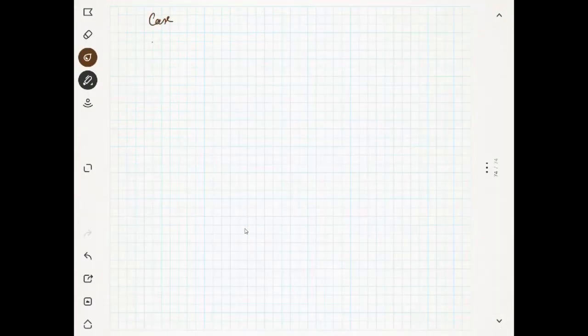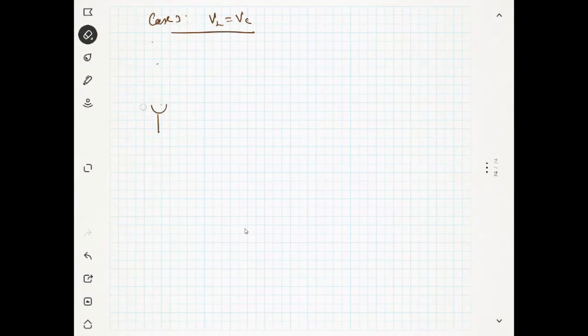Case 3, VL equal to VC. Both are the same. What will be the situation? That's the very beautiful resistive nature. We have the same thing. I am not going to draw the circuit. So what will be the situation?